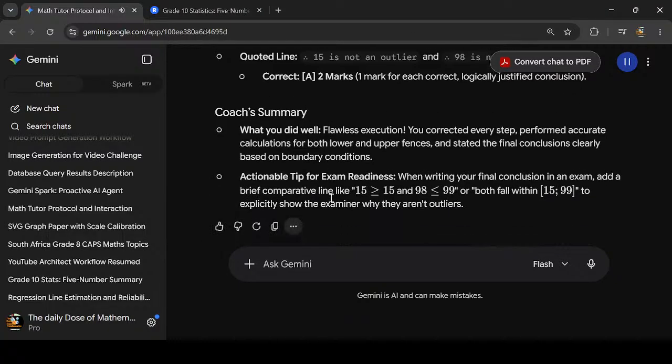Actionable tip for exam readiness. When writing your final conclusion in an exam, add a brief comparative line like 15 is greater than or equal to 15, and 98 is less than or equal to 99, or both fall within 15 to 99, to explicitly show the examiner why they aren't outliers.